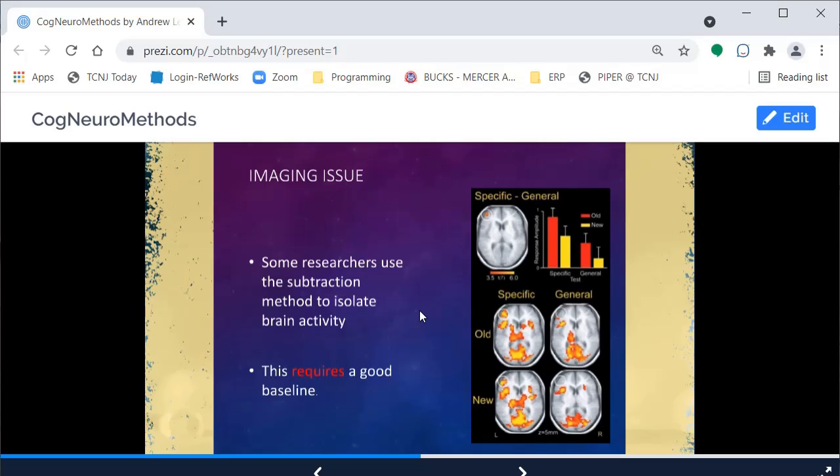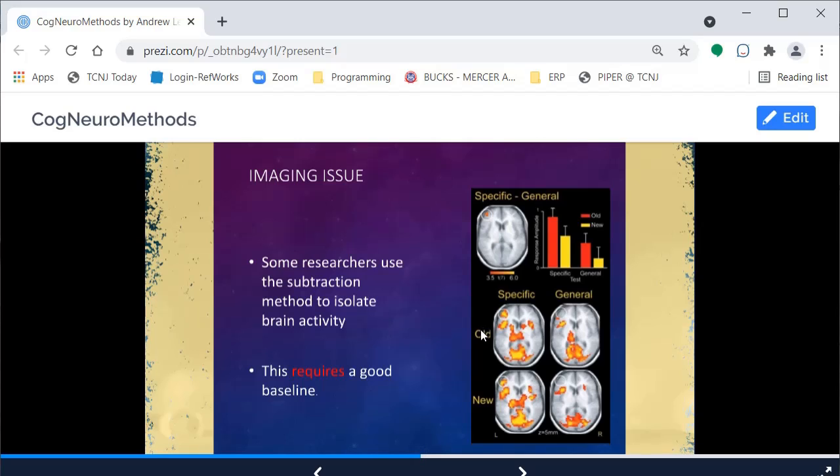Well, one way we can do that is subtract. The idea here is, let's create a control condition that has all of the other forms of cognition except what we're interested in, and then we'll subtract it. So in this particular case, you could do a subtraction between old and new, and that's often done.